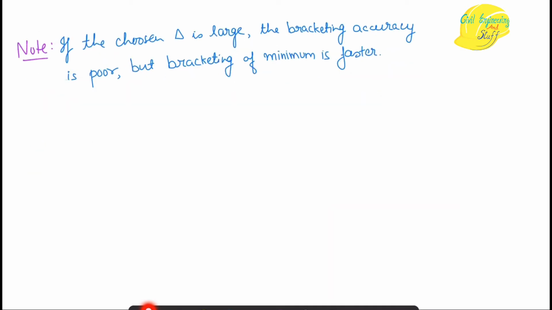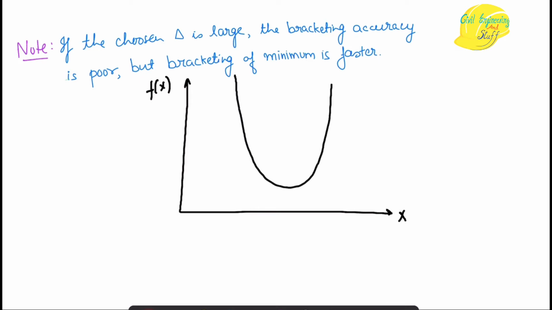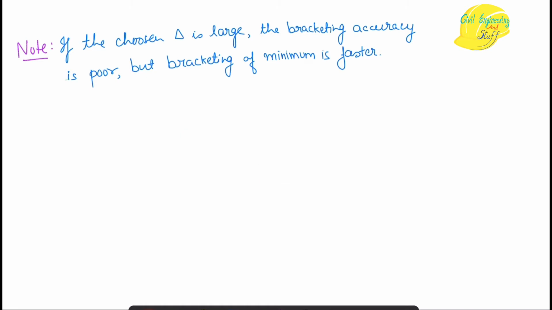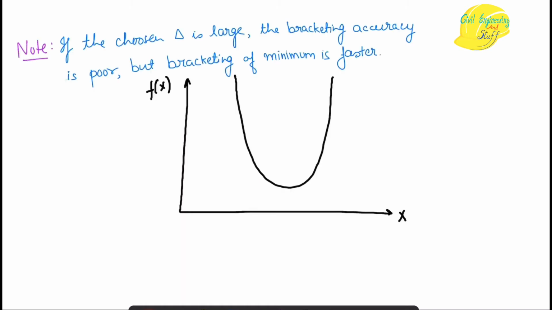If this value of delta is very large, then of course the bracketing accuracy is poor, but the iteration process is very fast. Let's take the same example. If in that function f of x, defined in the range a to b, this was the point which you will get.